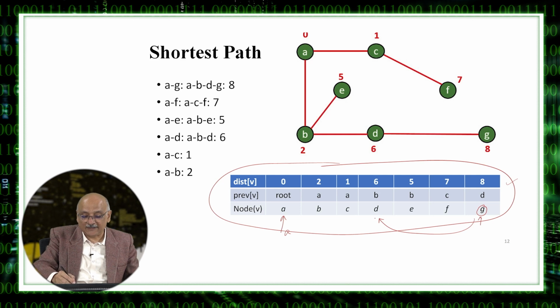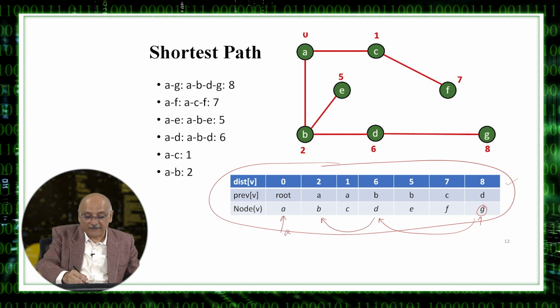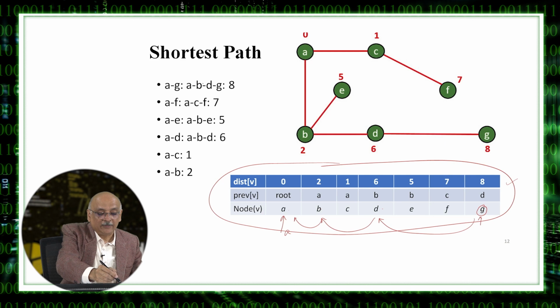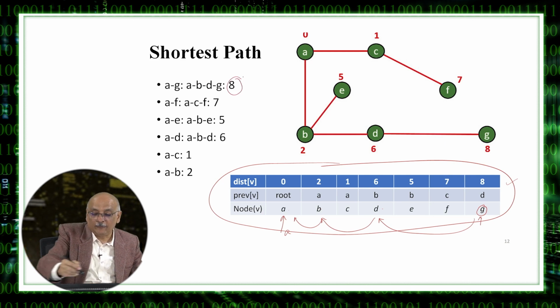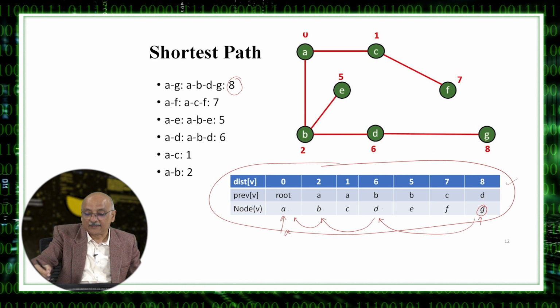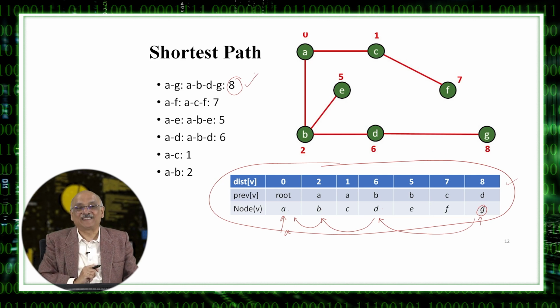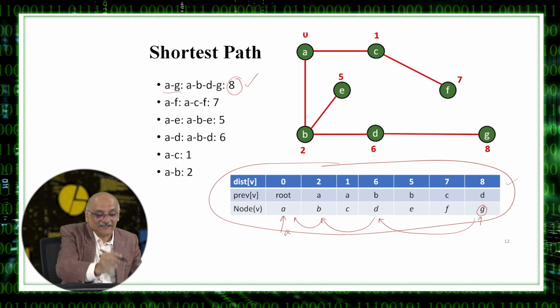What is D's predecessor? D's predecessor is B and B's predecessor is A. So this was my start vertex. So the path is going to be A to B, B to D and D to G, and the overall weight of this particular path is just 8. So this is my shortest path from A to G.